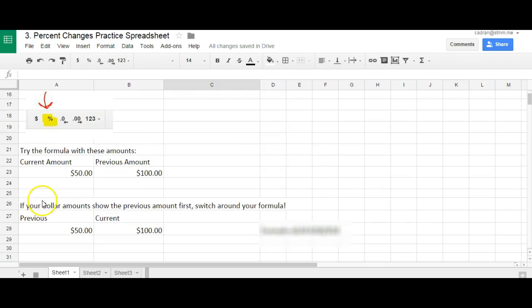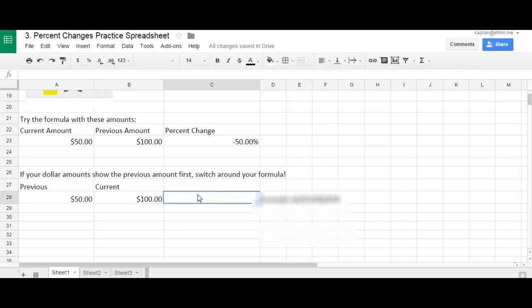Now let's say that my numbers are a little different. We want to try it again. Remember that I'm going to start with an equal sign and then a parenthesis, and I want to type in my current amount first, which is A3, minus the previous amount, close parenthesis, over previous amount, and enter. And we'll make this a percent. Well, this makes sense because my current amount is less than the previous amount, which means that I have lost money, and in this case, lost by 50%.